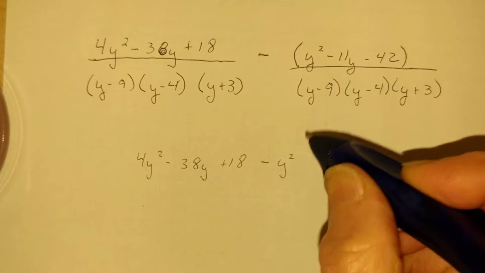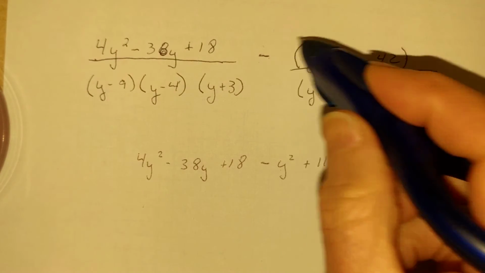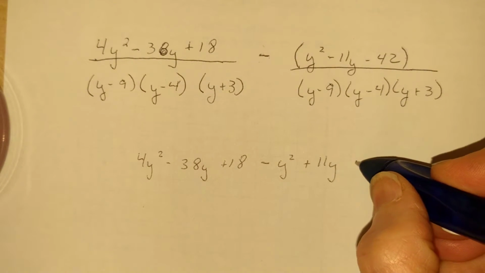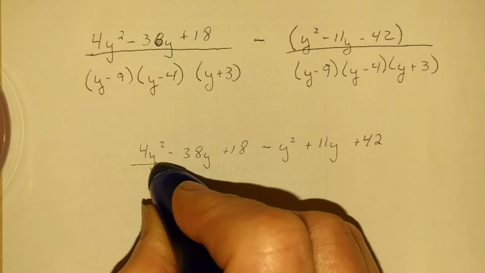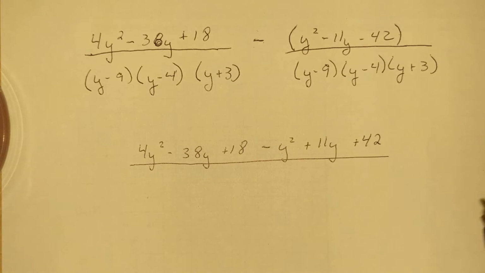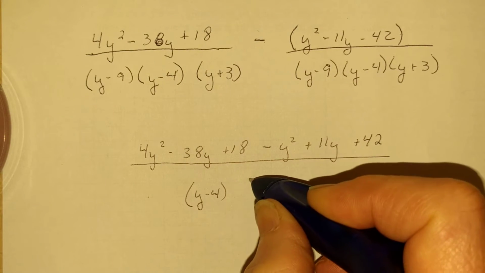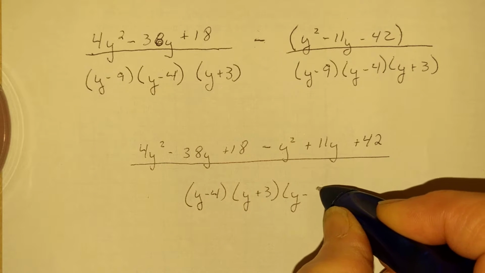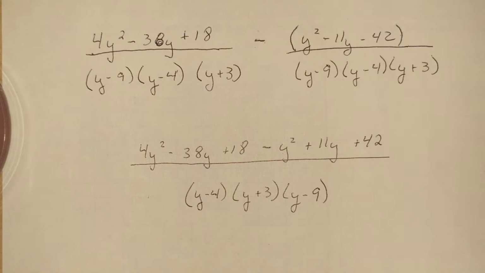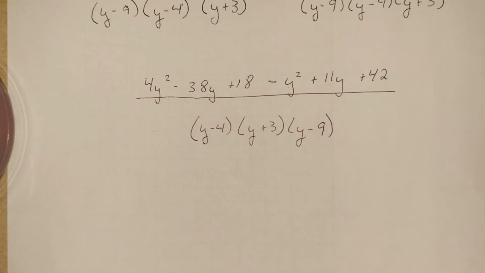Minus y squared plus 11y plus 42. All that is going to be over my least common denominator, which is y minus 4 times y plus 3 times y minus 9. I've now combined my terms. I still need to simplify.